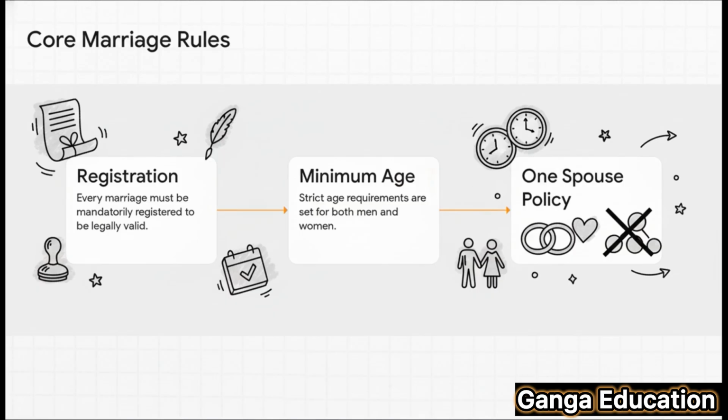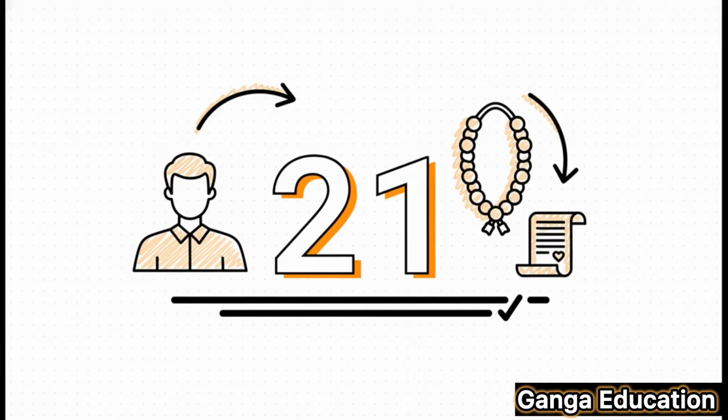Second, there are strict minimum ages. And third, it's a one-spouse policy. The bill explicitly bans having more than one spouse at a time, so no polygamy or polyandry. For men, the bill sets the minimum age for marriage at 21. Clean and simple. This creates one standard across the board, getting rid of any confusion from older community-specific laws.